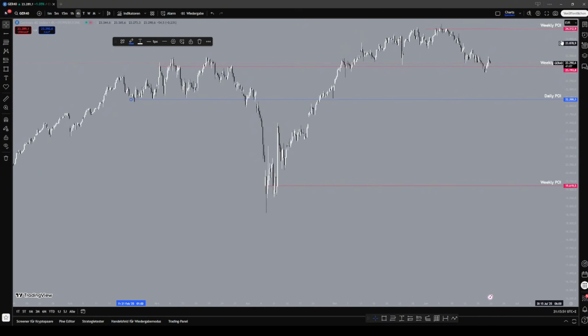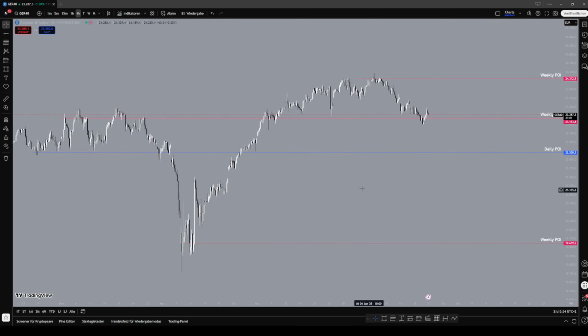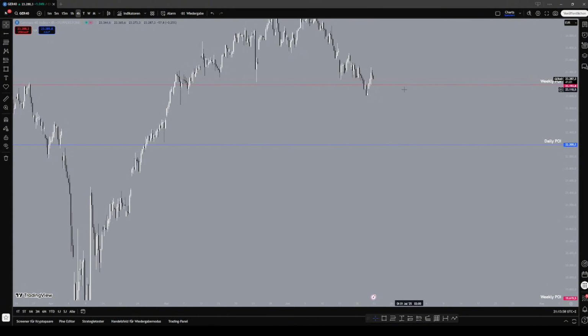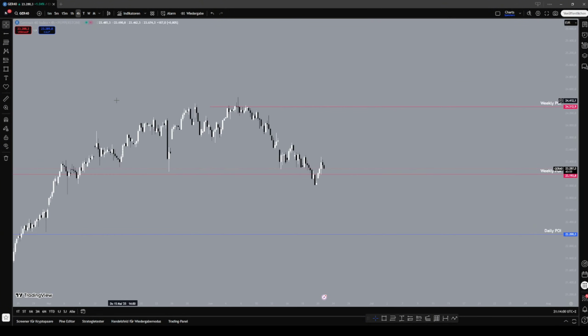So I am now in the H4 time frame, in the 4-hour time frame. Here we can see that price reacted over here, and I will take the middle of these three point of interest.